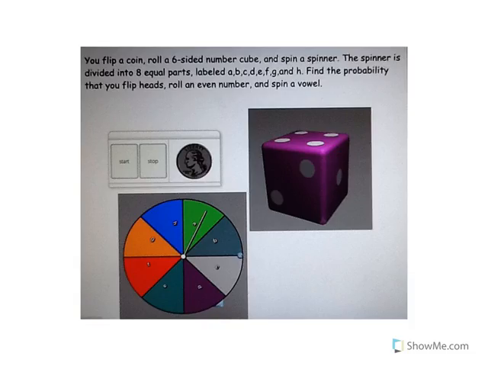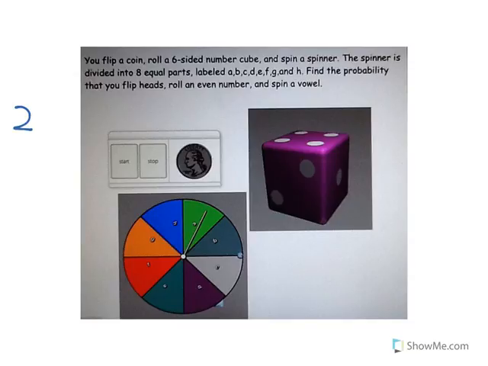So let's continue here. You flip a coin, roll a 6-sided number cube, and spin a spinner. The spinner is divided into 8 equal parts, labeled A, B, C, D, E, F, G, H. Find the probability that you flip heads, roll an even number, and spin a vowel. Okay, so let's look here. First of all, flip a coin. What are the possibilities? You got 2 possibilities.